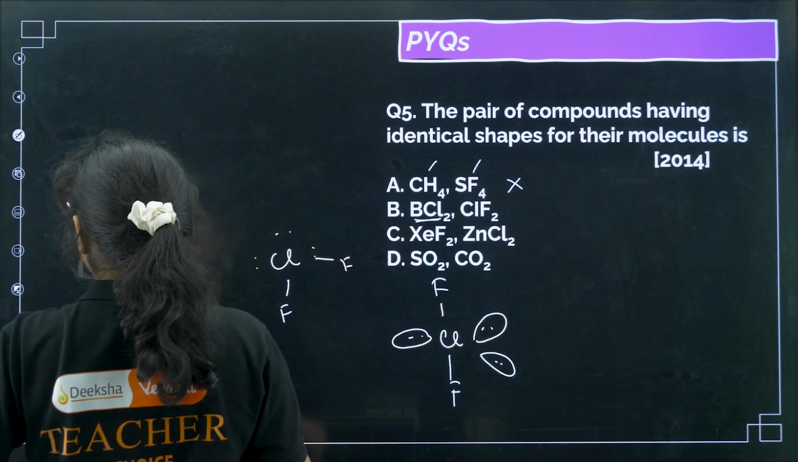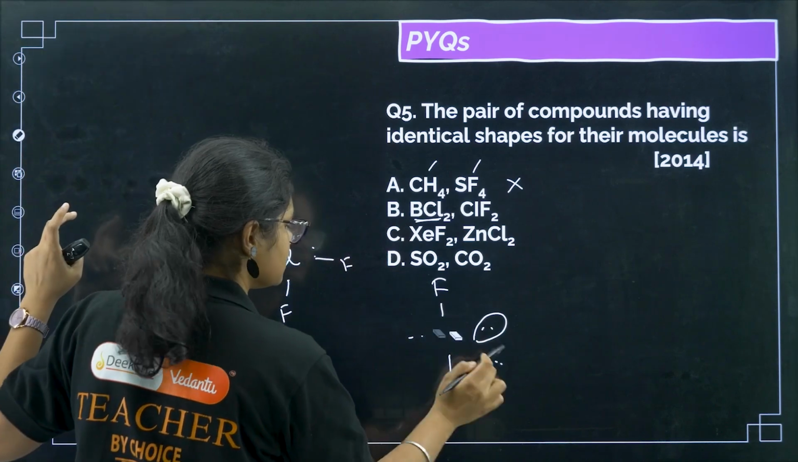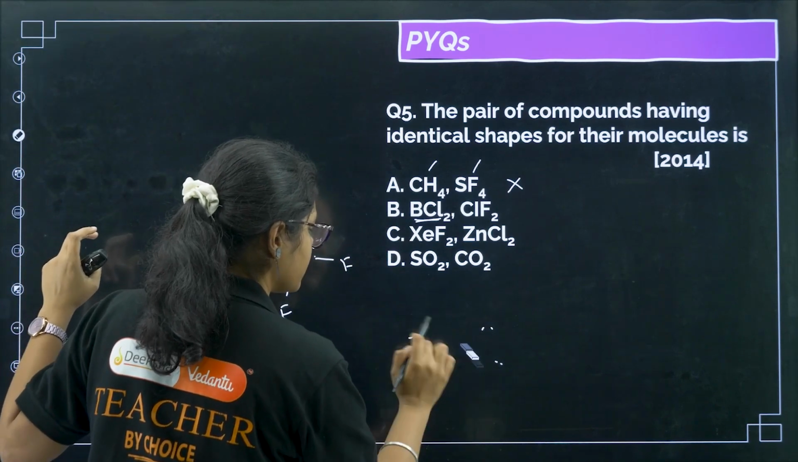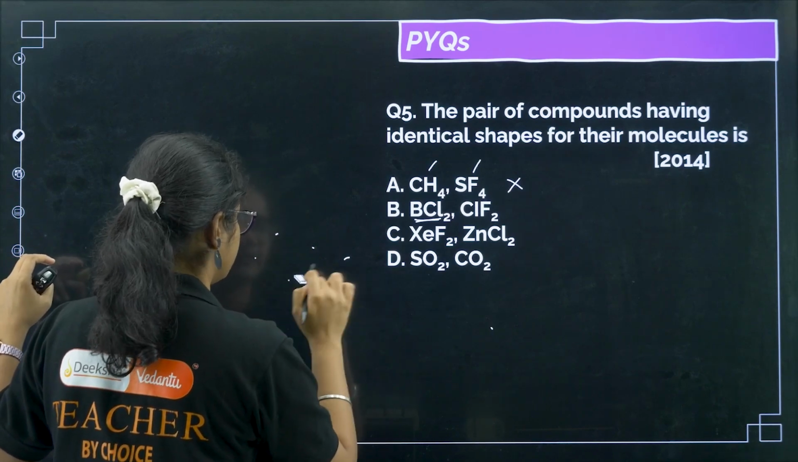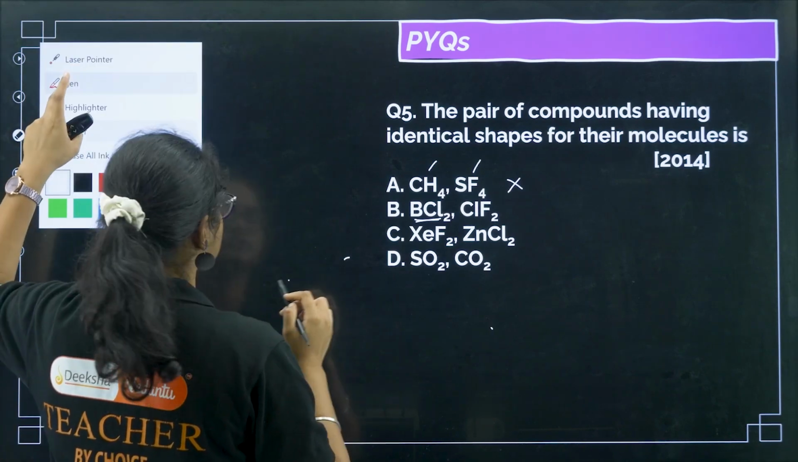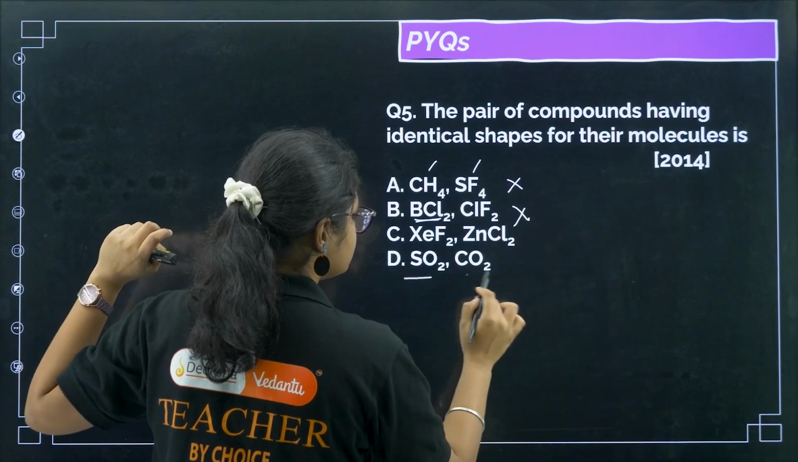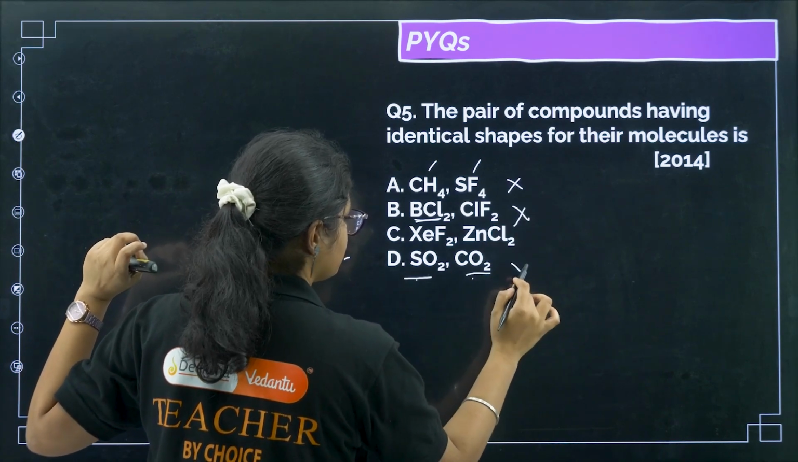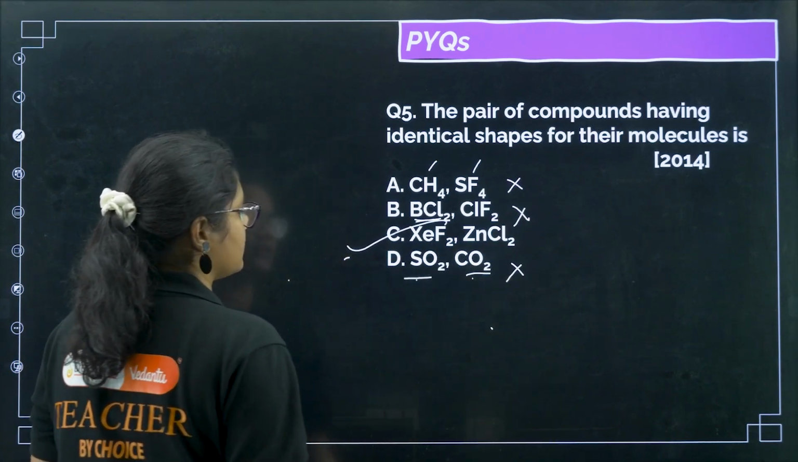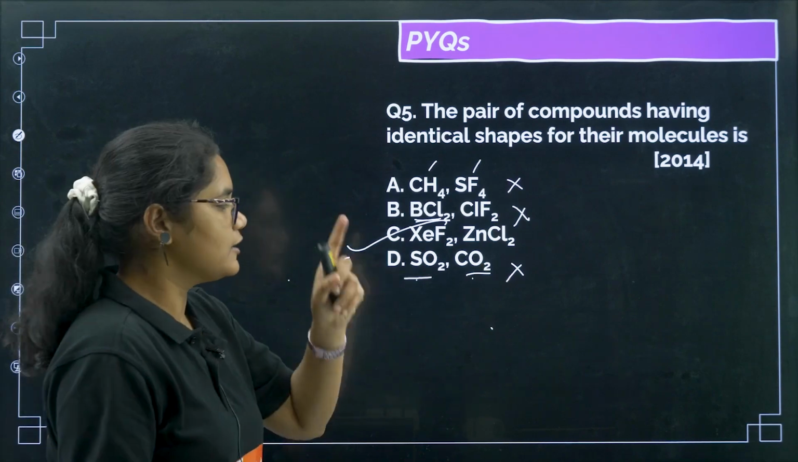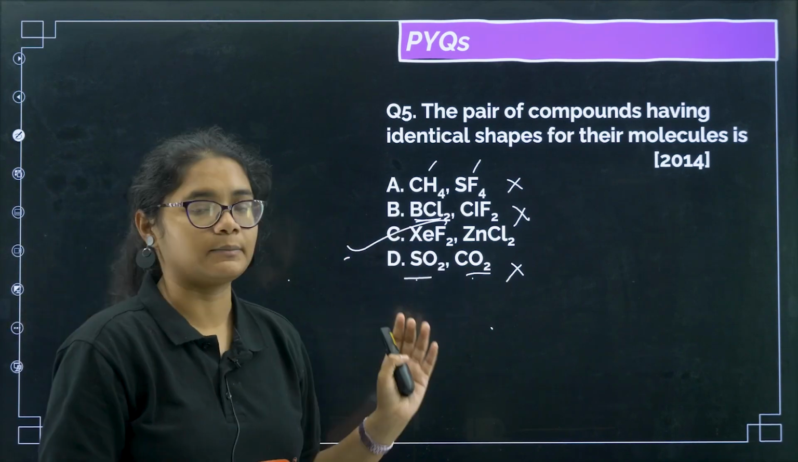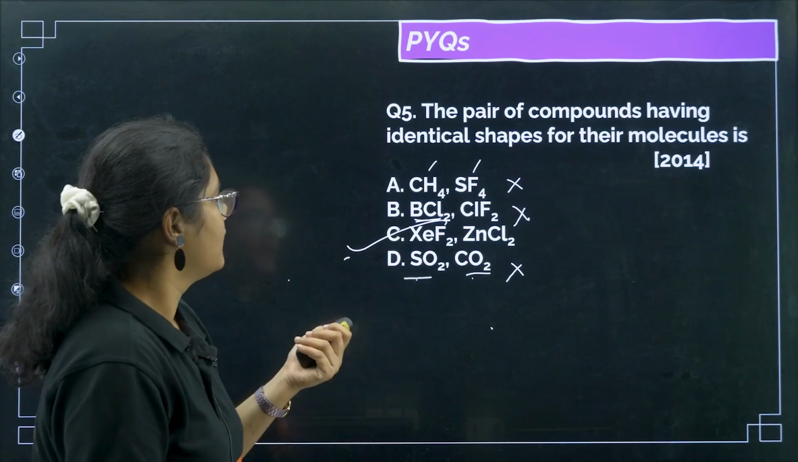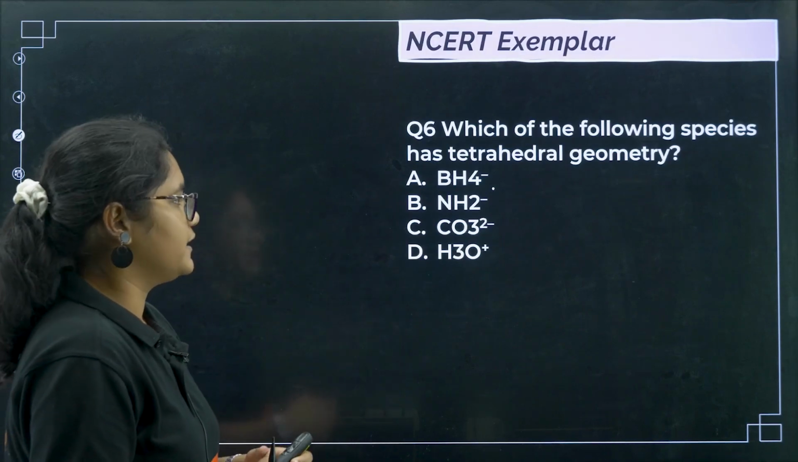Okay, so that is why we can erase this one. So this is also not having same shape, right? Because BCl2 is a bent one. So we can eliminate this option. SO2 and CO2 is also, SO2 is bent, CO2 is linear, so that is also not there. So correct answer has to be option number C. Now you need to comment down and tell me what is the shape of XeF2 and what is the shape of ZnCl2. Okay.